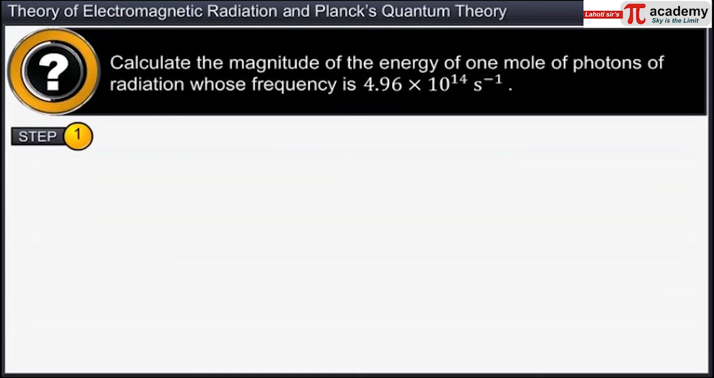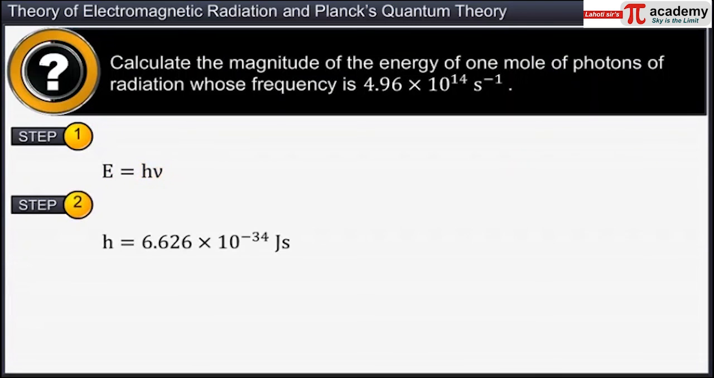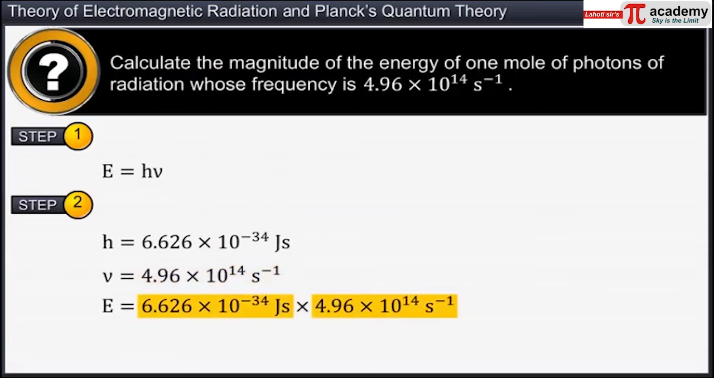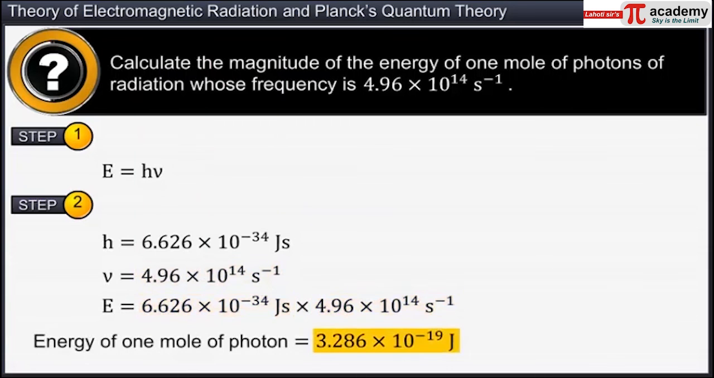The first step involves writing the expression for the energy associated with one photon, that is, E equals h nu. In the second step, let us substitute the values of h, that is, 6.626 multiplied by 10 raised to the power of minus 34 joule/second, and the given value of frequency, that is 4.96 multiplied by 10 raised to the power of 14 per second. On substituting and solving, finally, we get 3.286 multiplied by 10 raised to the power of minus 19 joules.